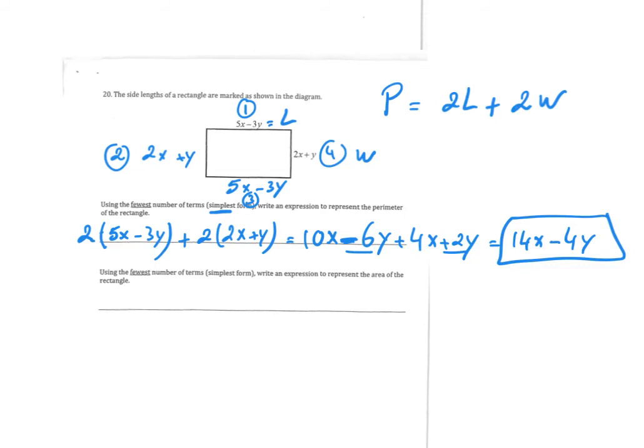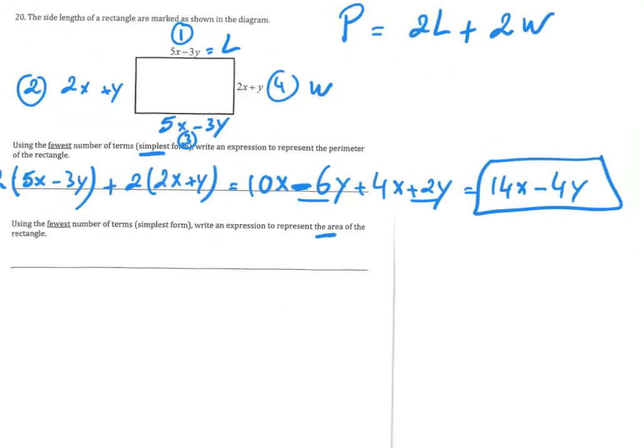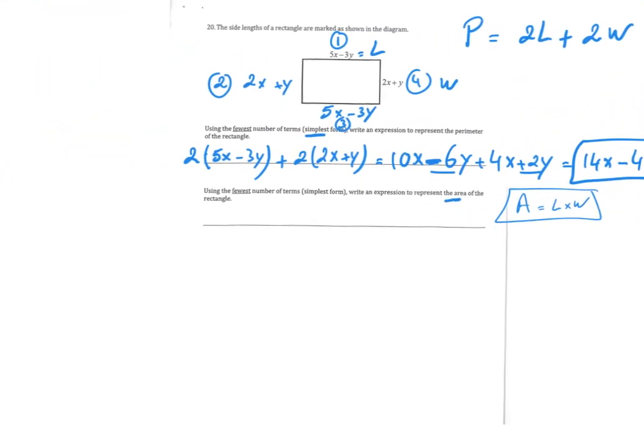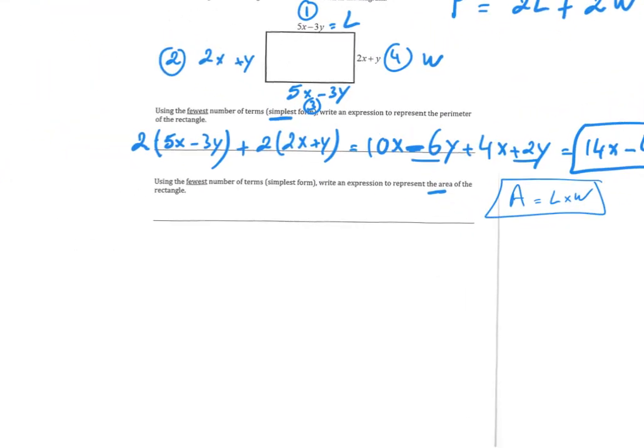For the next question, using the fewest number of terms, simplest form, write an expression to represent the area of the rectangle. Now we know the area of a rectangle is the length times width. It's L times W, right? That's going to be the area. And we know what the length is and what the width is. So the area is going to be 5x minus 3y times 2x plus y, all right?